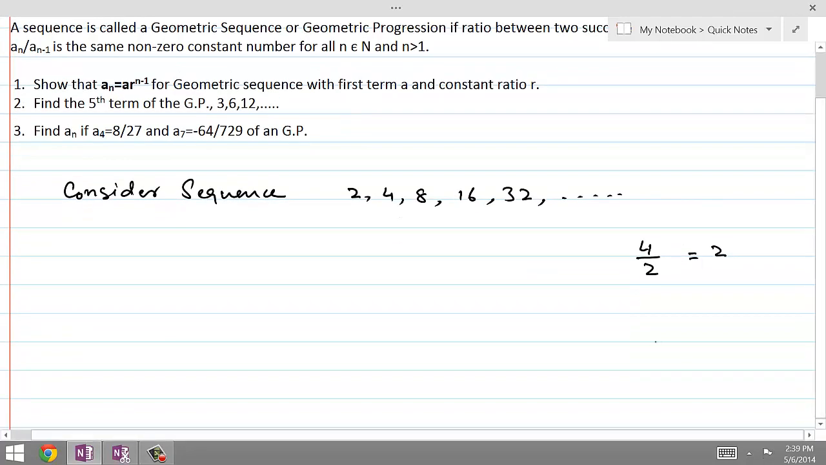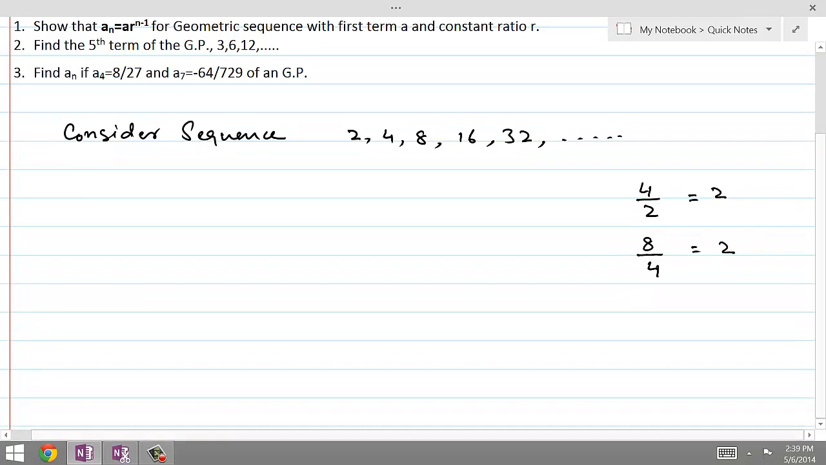Now let us divide the third term by the second term. The third term is 8 and the second term is 4. So 8 divided by 4, the answer is again 2. And if we divide the fourth term by the third term, which is 16 by 8, the answer is still going to be 2. This 2 is going to be the same whenever you divide a given term by the term before it. And this is called the common ratio, or simply the ratio, for the geometric sequence.